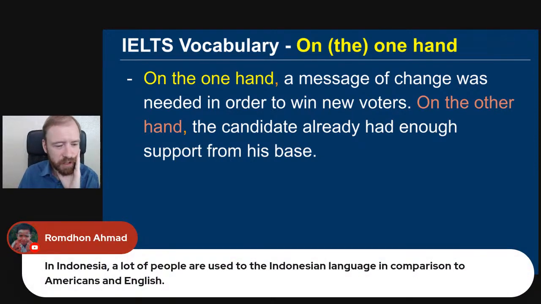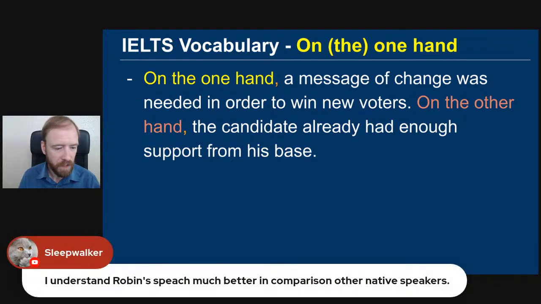In Indonesia, a lot of people are used to the Indonesian language in comparison to American or English. Well, America speaks English, so there's no American language. So you'd say, in Indonesia, a lot of people are used to the Indonesian language in comparison to English. In comparison to, or with. In comparison to other native speakers, in comparison with other native speakers.